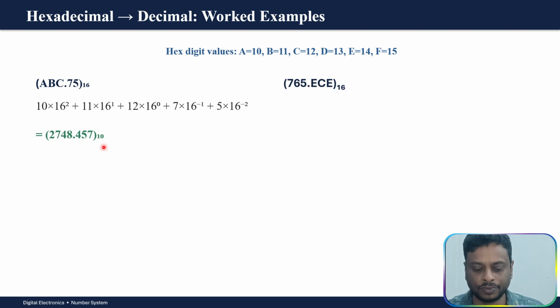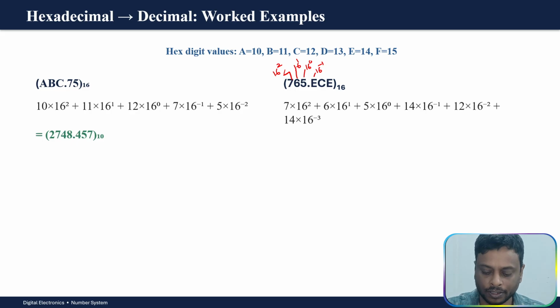Likewise, this one also. So what are the weights? This weight is 16 to the power of 2. This weight is 16 to the power 1. Likewise, this is 16 to the 0. Then that is minus 1, 16 to the minus 1. So just multiply. It will be 7 into 16 to the power 2, then 6 into 16 to the power 1, and likewise. Just multiply it and sum it out. This is our decimal number system.